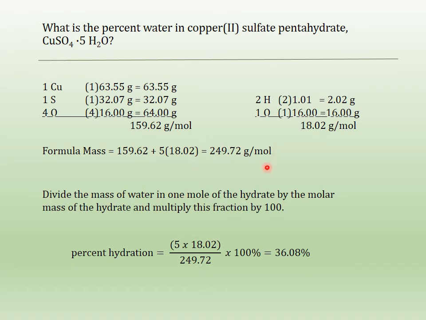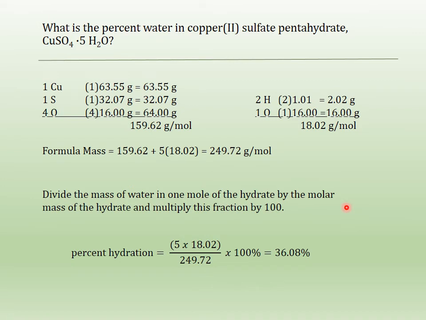So you find the total mass of the compound. To find the percent of water in the salt, you will have to take just the water molecules on the top divided by the entire formula mass, which is the mass of the salt plus the water, and times 100%, and that gives 36.08% water, which is actually a lot of water. But that's how this is.